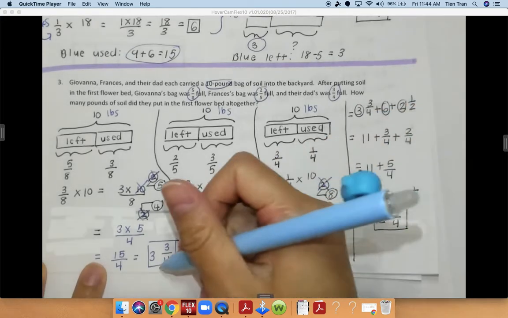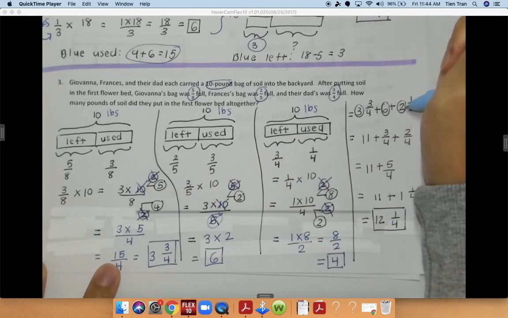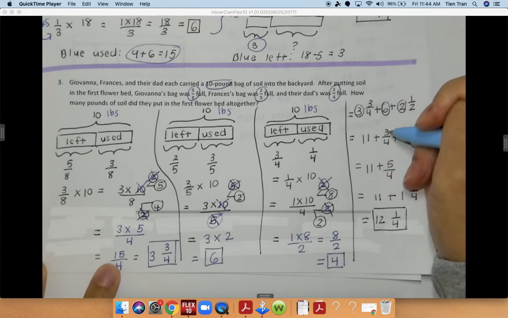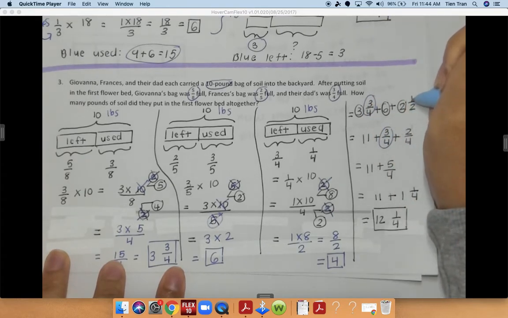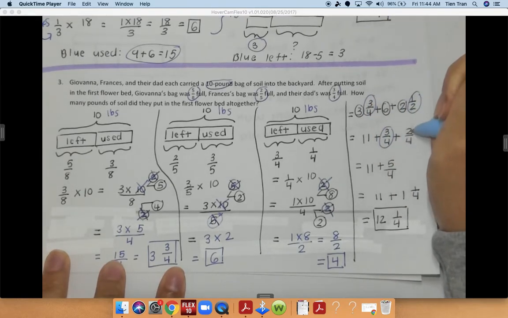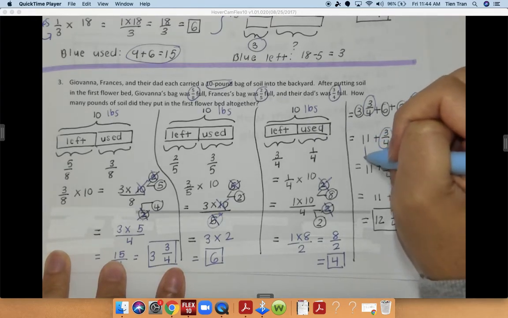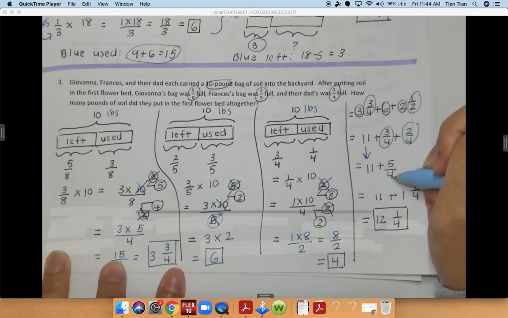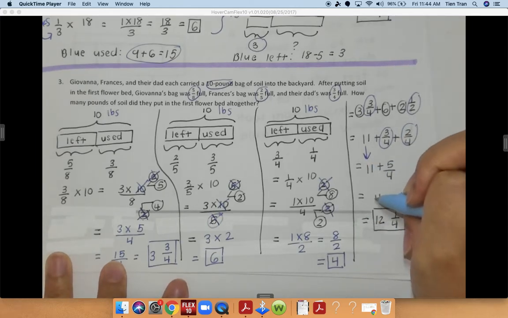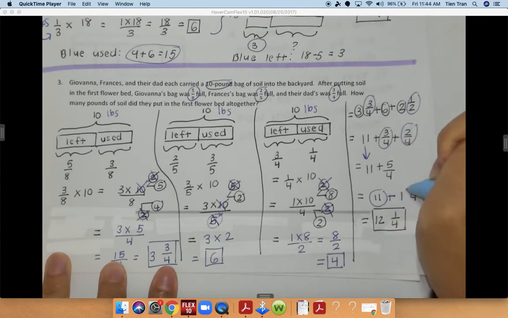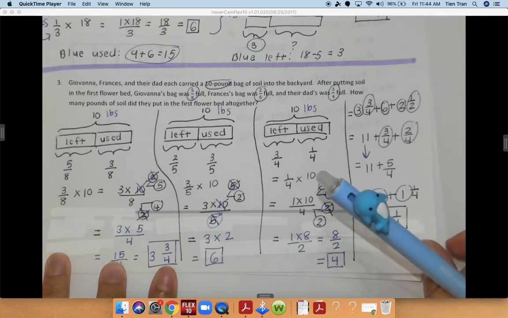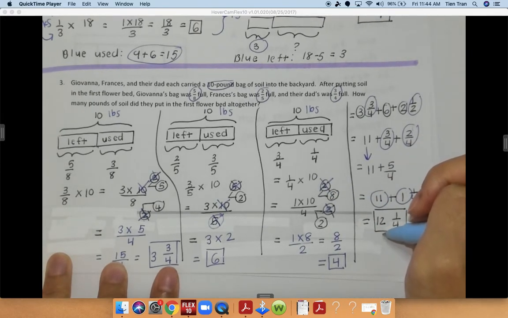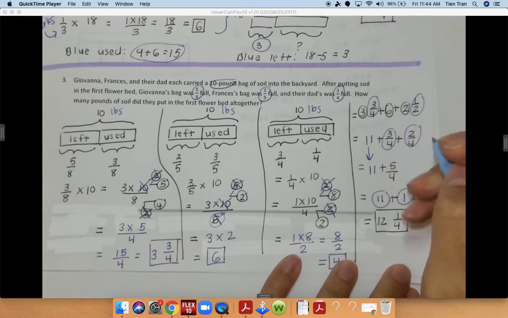Now I'm going to add all of these numbers together. I have 3 plus 6 plus 2, which is equal to 11. And I have 3/4, which I brought down, and 1/2, which you can change to 2/4 so they have the same common denominator. I'm going to bring down the 11. 3 plus 2 is equal to 5. 11 plus 5/4 is going to give you 11 plus 1, which is 12. And my last fraction piece is going to be 1/4. So my final answer is 12 and 1/4 pounds.